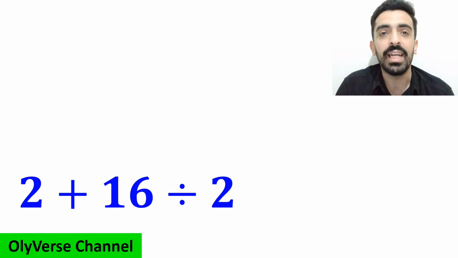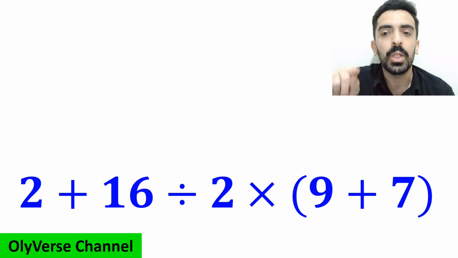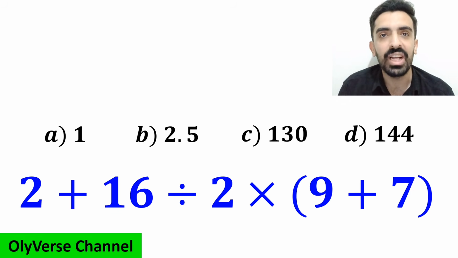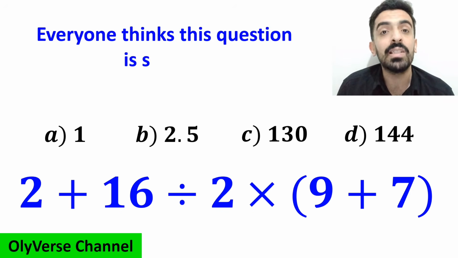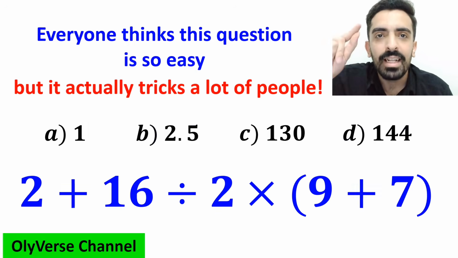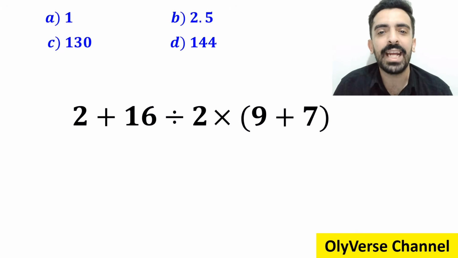What is the value of the expression 2 + 16 ÷ 2 × (9 + 7)? Which option do you think is the correct answer to this question? Everyone thinks this question is so easy, but it actually tricks a lot of people. Let's dive in and break it down step by step together.